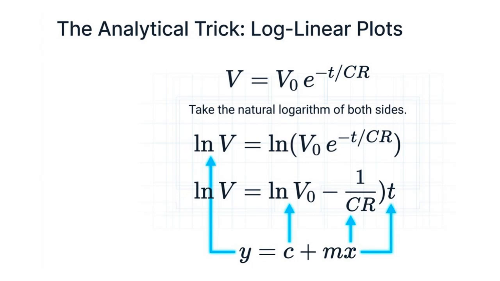Here, ln V corresponds to y. ln V_0 is the intercept c, and negative 1 over CR is the slope m. This makes it much simpler to measure and understand the relationship, since straight lines are easier to work with than curves.